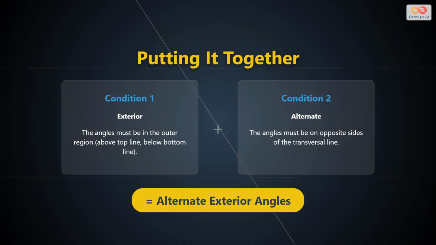When we put these two rules together, we get the definition of alternate exterior angles. These are pairs of angles that satisfy both conditions. They are in the exterior region, and they are on opposite sides of the transversal line.